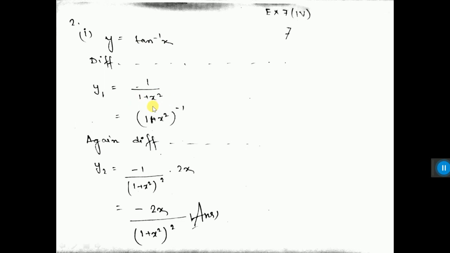This can be written as it will go up to the numerator and the power will be minus 1. Again, if you differentiate, consider this as x. So x to the power n formula, n into x to the power n minus 1, that is minus 1 into this to the power minus 1 minus 1, that will be minus 2. That minus 2 is coming down. Again d/dx of this: d/dx of 1 is 0 and d/dx of x square is 2x. So this is the answer.